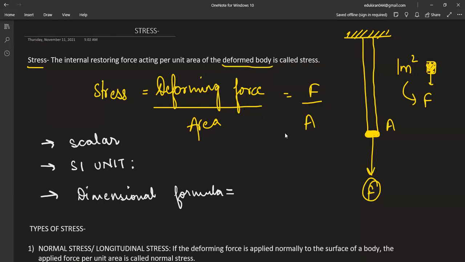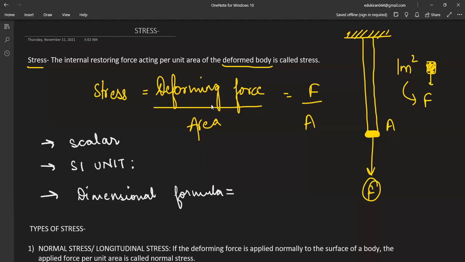So it's a scalar quantity. The way pressure is a scalar quantity, this is also a scalar quantity. You do not have any direction for stress. It's just that wherever force occurs, wherever area is there, for the particular area, whatever force is occurring.